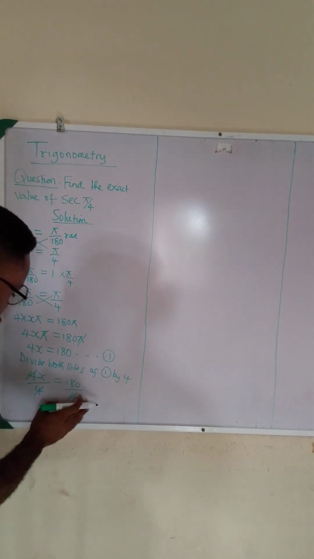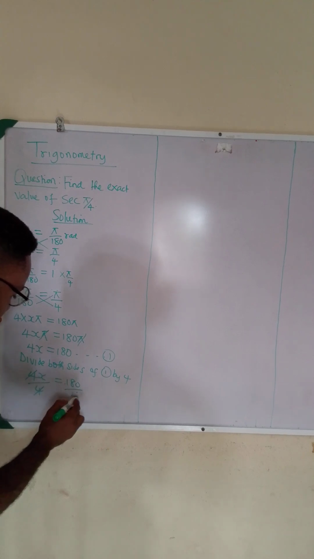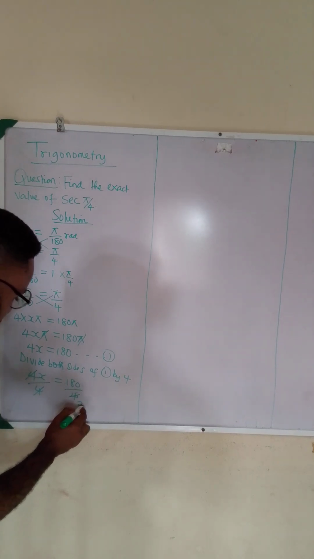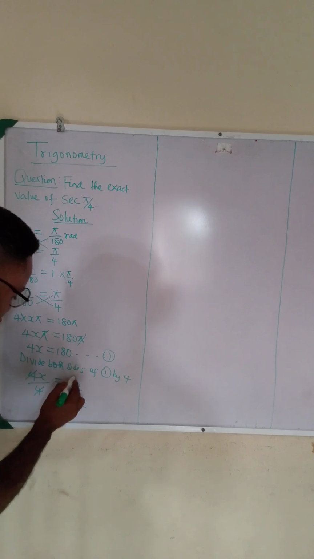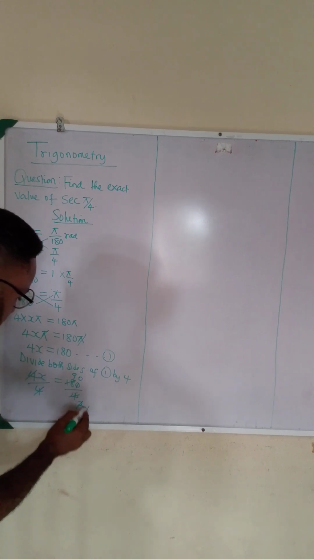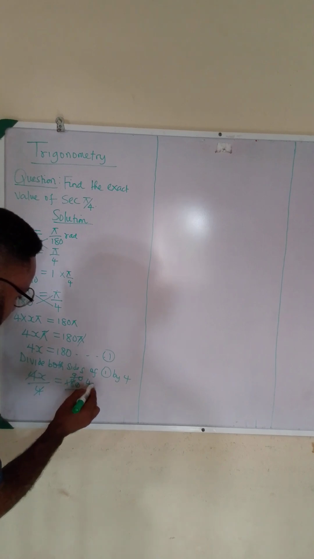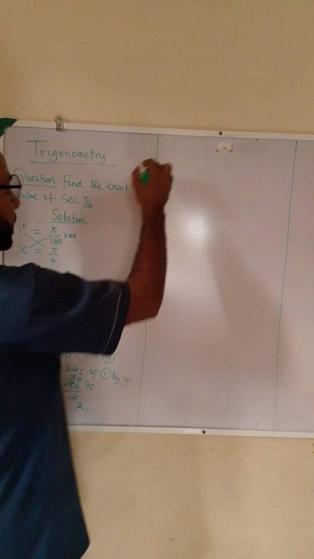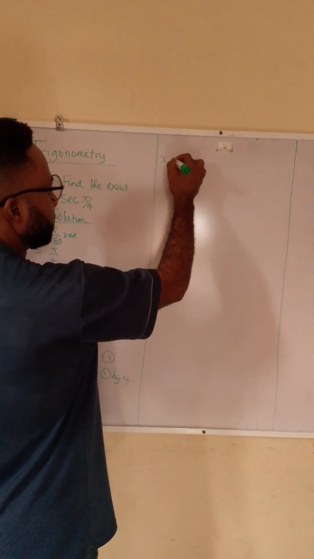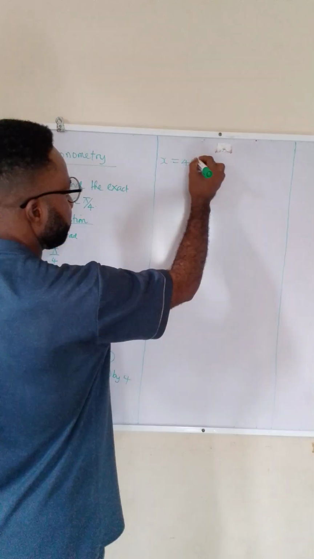Let me take 2 to make it easy. 4 here, 2. 2 here, 2. 2 into 4 is 2. 2 into 18 is 9, 0, 0. 2 here, 1. 2 into 90 is 45. So we have that our x equals 45 degrees.